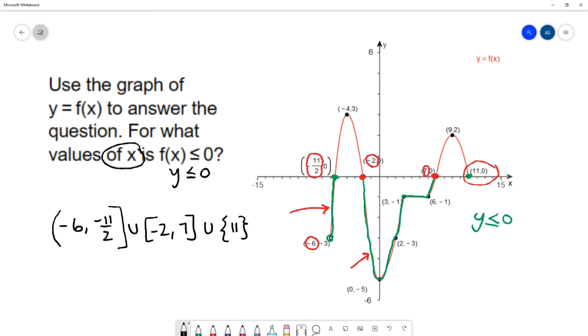So the intervals of -6 to -11 over 2, including -11 over 2, -2 to 7, including both -2 and 7, and 11, all have y values that are less than or equal to 0.